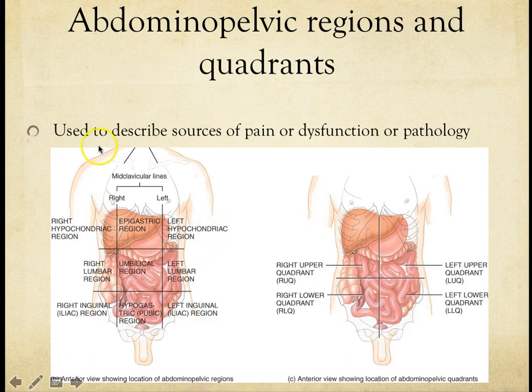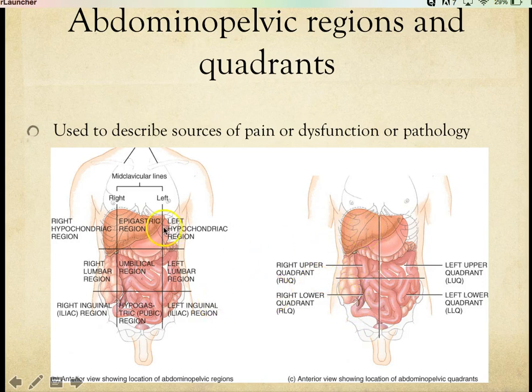All right. We take this torso area, or I should say the abdominal pelvic area, and we'll often divide that either into regions or into quadrants. And these quadrants or regions are used to describe sources of pain or dysfunction or some sort of pathology. Like, where did the individual show discomfort? Oh, they show discomfort in the upper left quadrant. Maybe they showed discomfort in the upper right quadrant. That's where the pain was located, or the lower right quadrant.